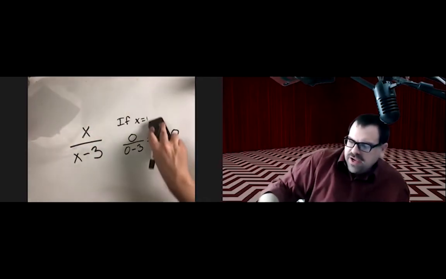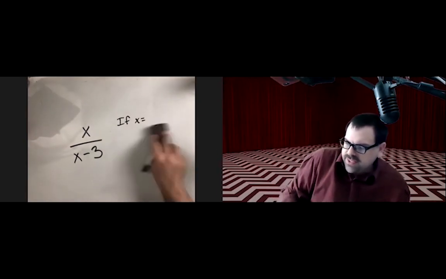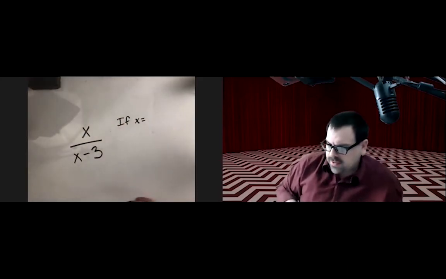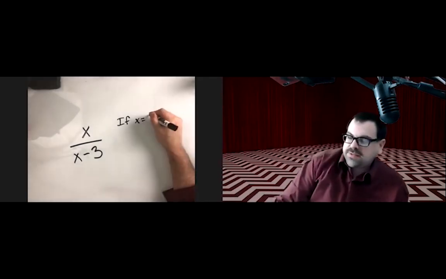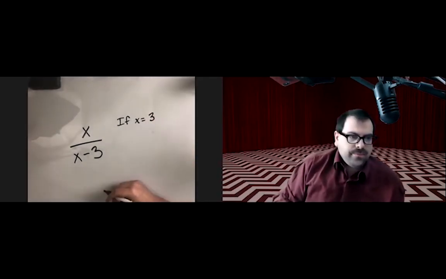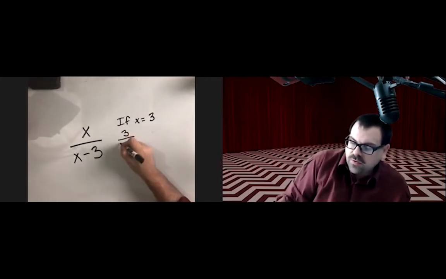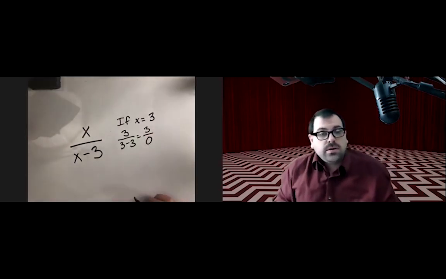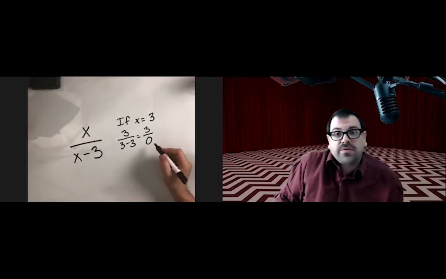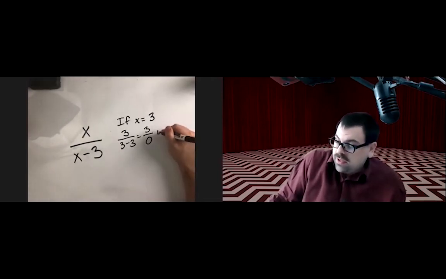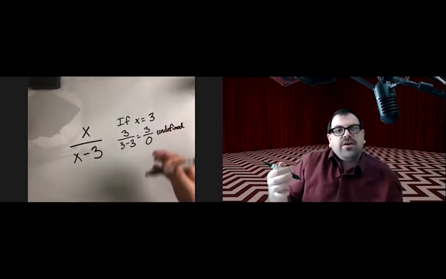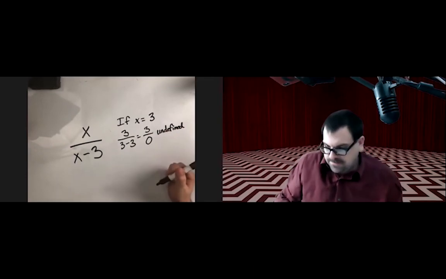Let's do this one final time with this same expression, x over x minus 3. What if x was positive 3? Well, that would give us 3 over 3 minus 3, which would be 3 over 0. Uh-oh. 0 in the bottom of the fraction, dividing by 0. That's undefined. Which means if x is 3, we don't have a value for this expression.